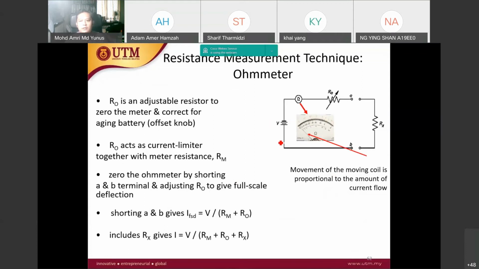Basic configuration of the ohmmeter, where it consists of a power supply V, and then the meter is shown here, connected in series with the Ro. Ro is an adjustable resistor. The purpose is to calibrate the ohmmeter.